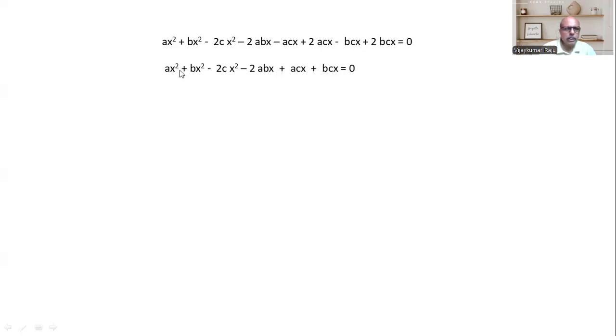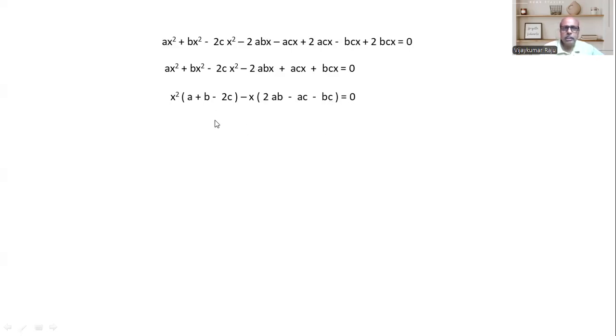0. Now let us take out x square common from these two terms and x common from these two terms. So it will become x square (a plus b minus 2c) minus x, you take common, (2ab minus ac, because we have taken out a minus sign, minus minus will be plus, so minus bc) is equal to 0. So this is a common quadratic form.